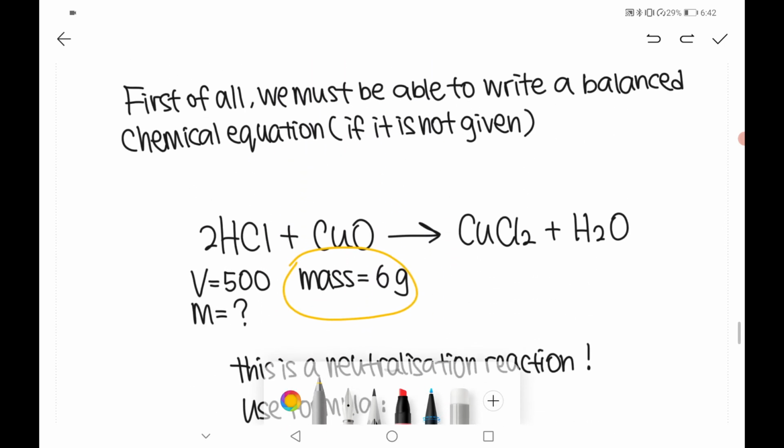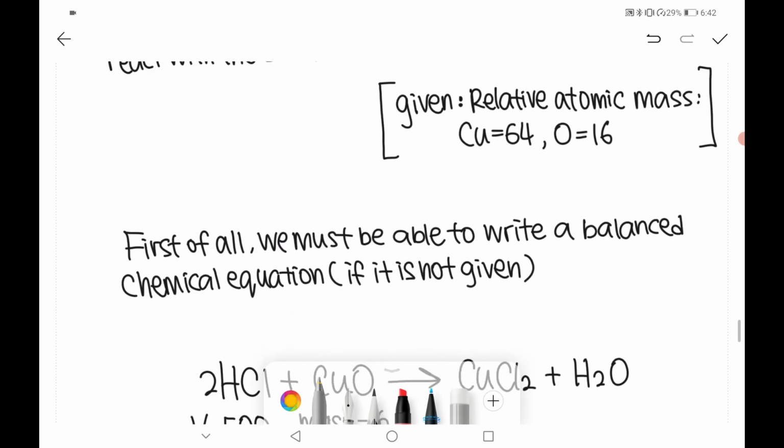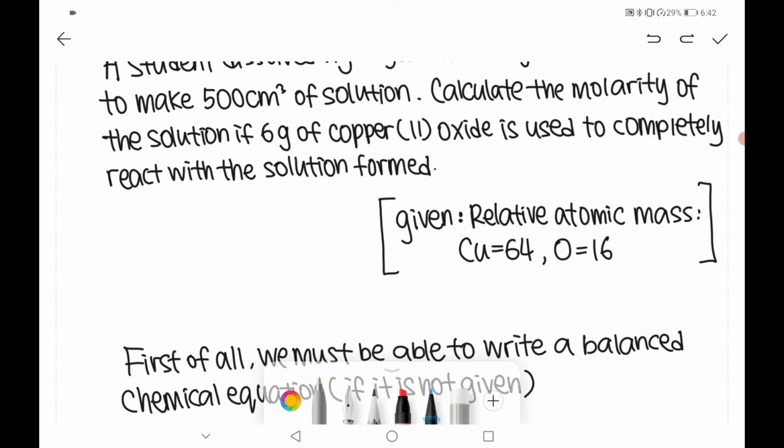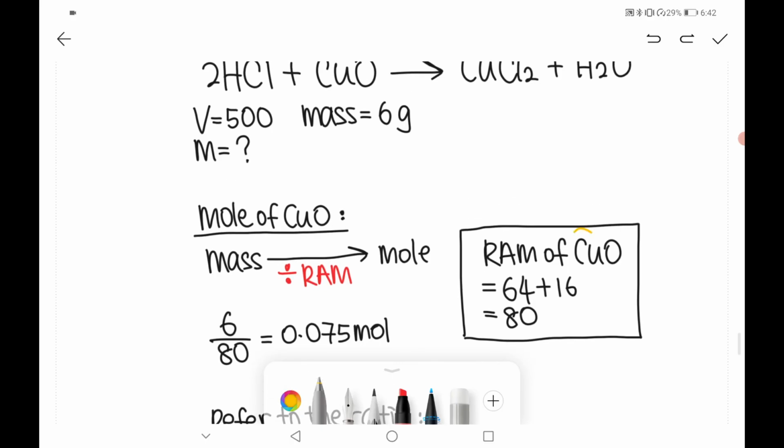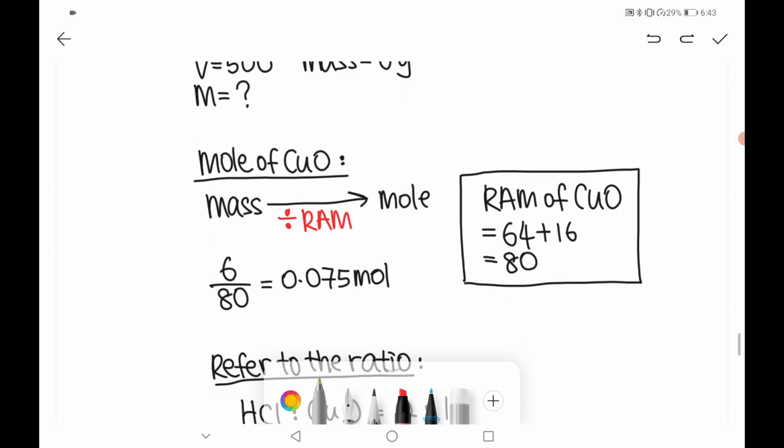The question tells us for copper, the RAM is 64. Oxygen, the RAM is 16. If you add together, the RAM is 80. Now we get the RAM for the copper oxide already. So we take 6 divided by the RAM, which is 80. Sorry, we take 6, not 60. We take 6 divided by 80, so we will get 0.075. This is the mole.